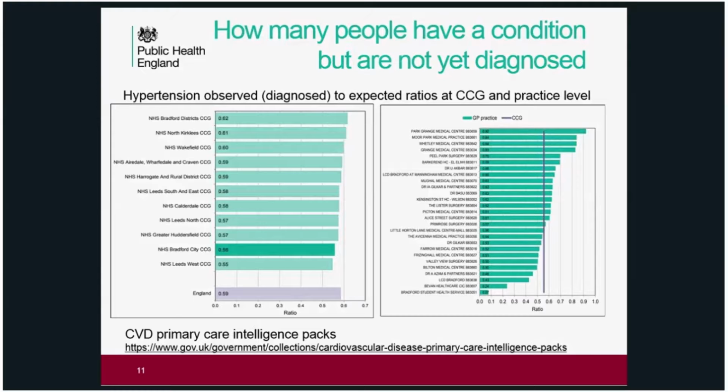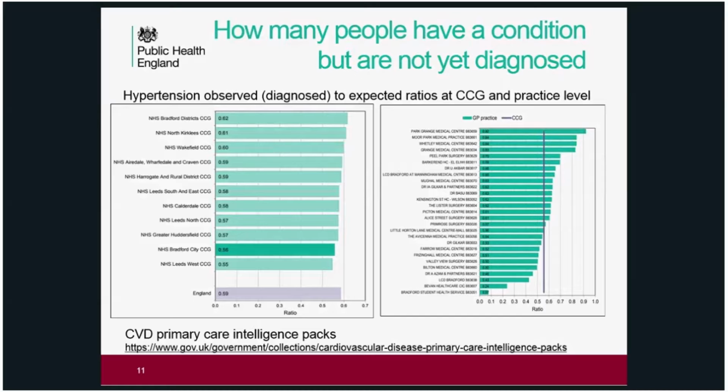In this example, which is Bradford CCG, on the left-hand side of the slide, just over half, or 56%, of the people who are estimated to have high blood pressure are diagnosed and on the register. And we can estimate from that in Bradford there may be as many as 8,700 people who have undiagnosed hypertension in the CCG. And this is not uncommon. The usual amount of ascertainment is about 60% at CCG level. The right-hand side of the slide shows this type of information at GP practice level.